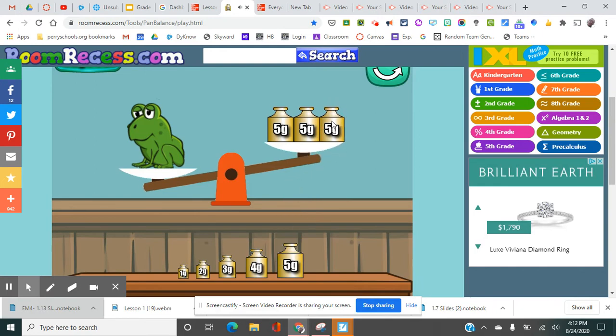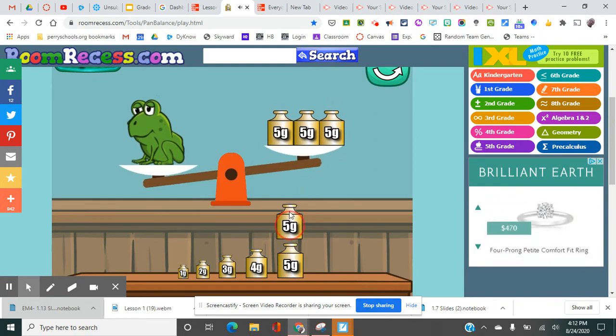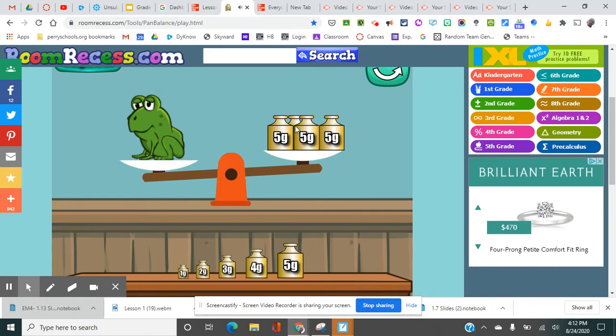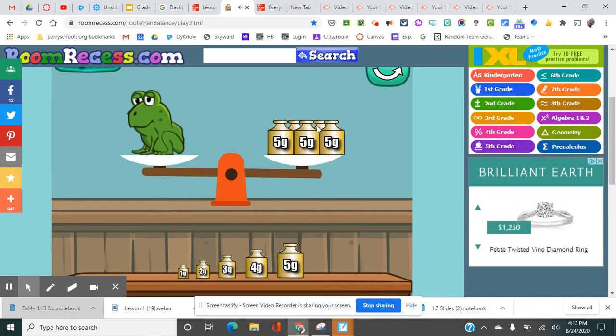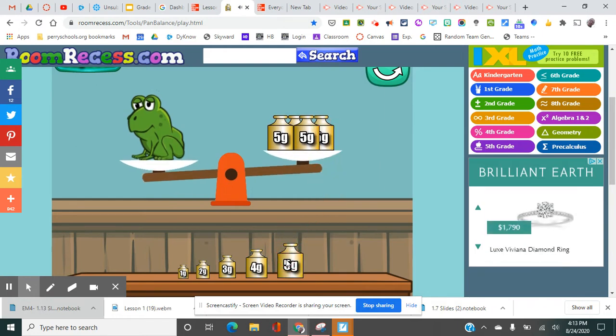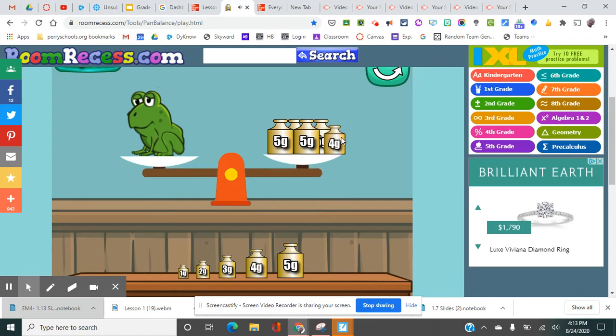10, 15. Should we do another one? 20. Oh, I think we're over actually now. So let's take 5 of these off, maybe go with 4. There it is. 5, 10, 15, 20. What's the total mass of our froggy here? You should have said 24 grams, right? 24 grams. So that's what we did yesterday.